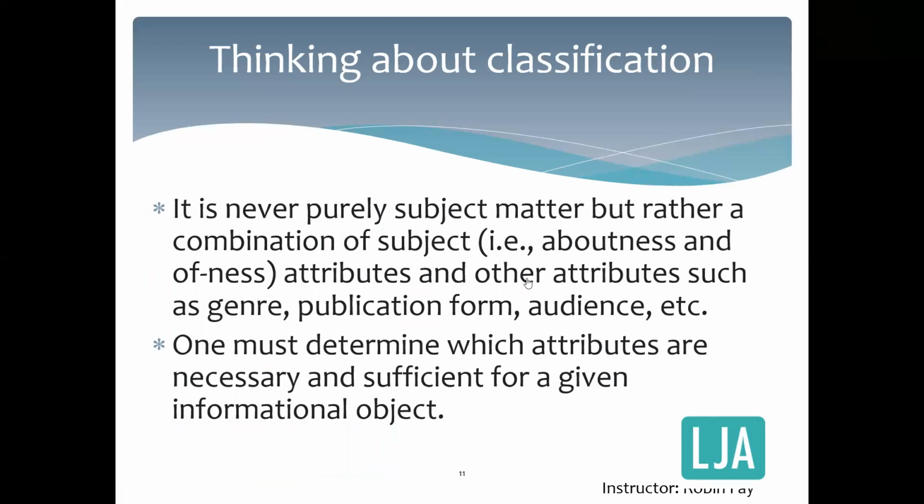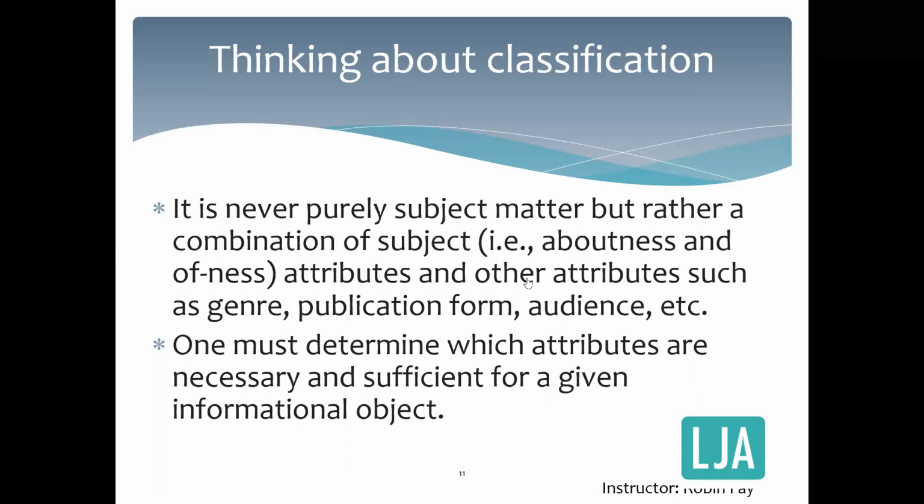Classification is never purely subject matter, but it's really a combination of the subject. And this gets to a little bit of that subject analysis: what is it about? What is your item about? That's really what classification at that macro level is about. It's about determining the best numbering or whatever coding you're going to use to represent that subject, what that item is about. And then other attributes like genre and the form of it, the audience, and things like that. And of course, the other part of that process is determining which attributes are necessary and sufficient for a given object, a given piece of information, a given resource.